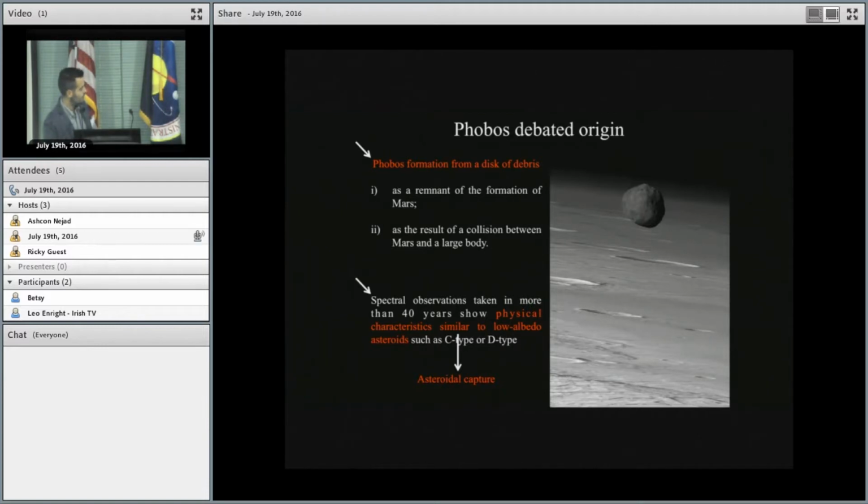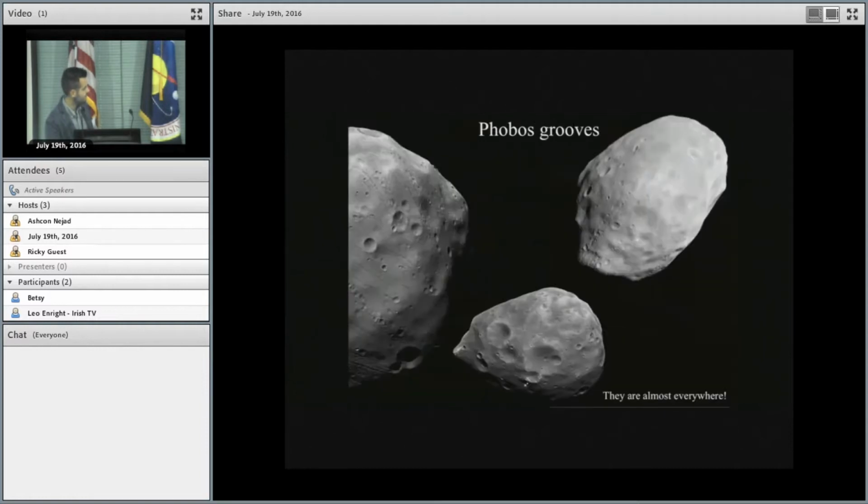Indeed, spectral observations taken over more than 40 years show physical properties similar to D-type or C-type asteroids. But the origin of Phobos is not the only thing that is harshly debated in the scientific community. Even the grooves distribution and the grooves analysis is pretty tricky.